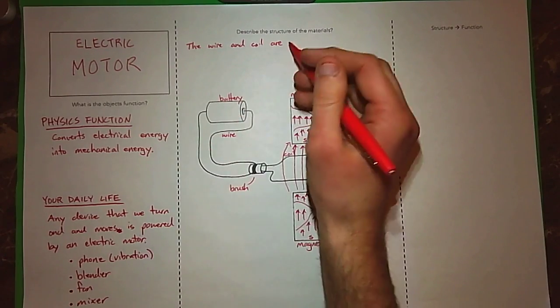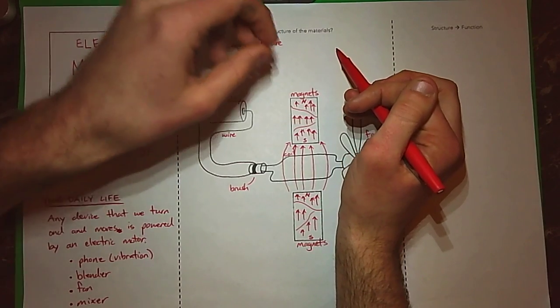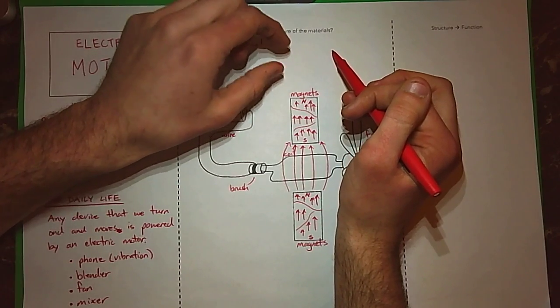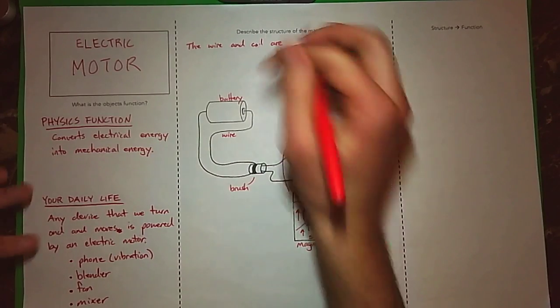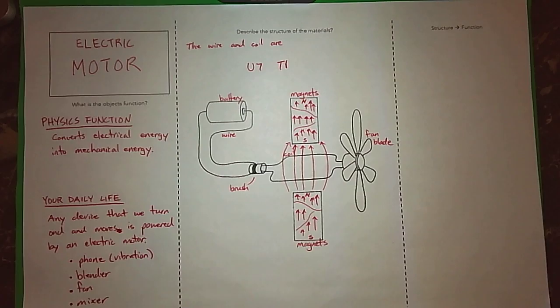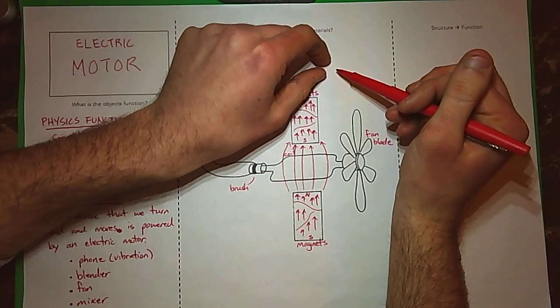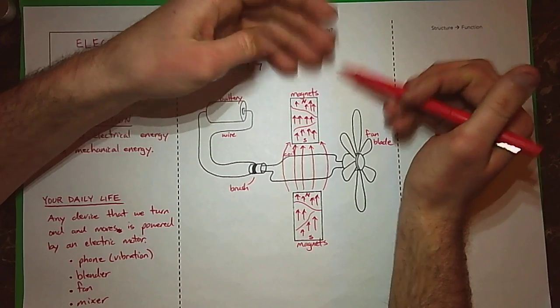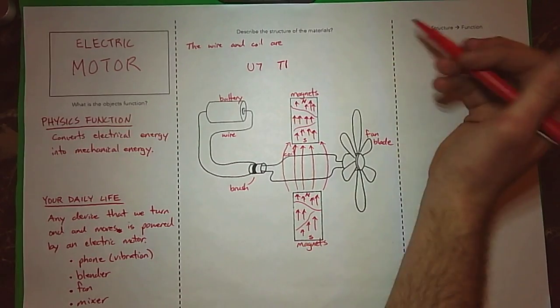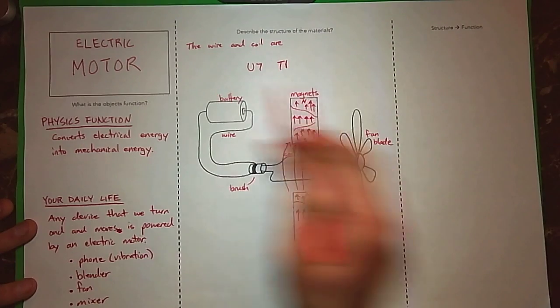So the wire and coil are blank, and not only do you need to say what they are, you need to talk about the structure of that material. When I say structure, go down to the atom level. Go back to Unit 7, Target 1, and compare insulators versus conductors. What is special about the atoms of, let's say, a conductor versus the atoms of an insulator that allow them to work the way they do? So make sure to include that stuff here.